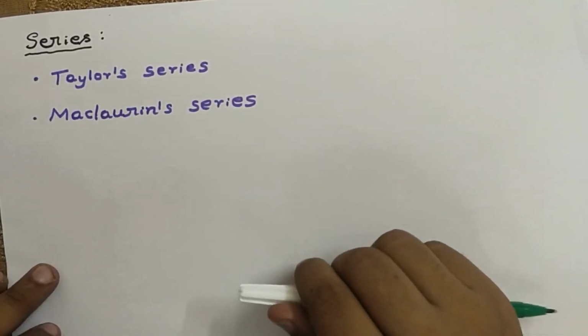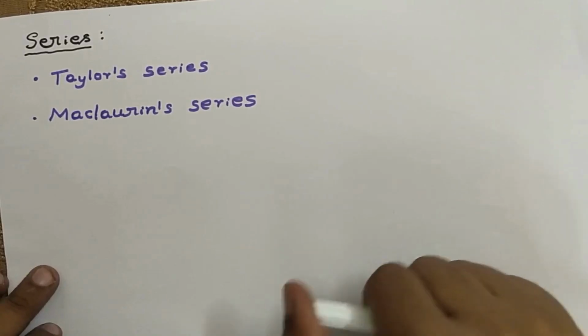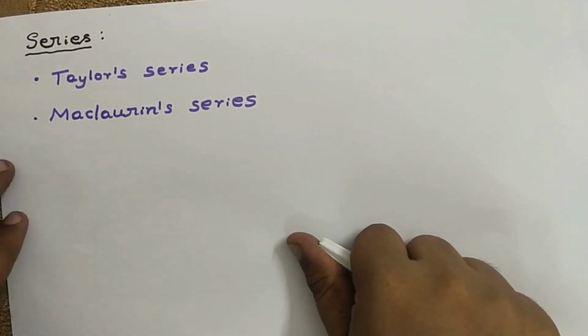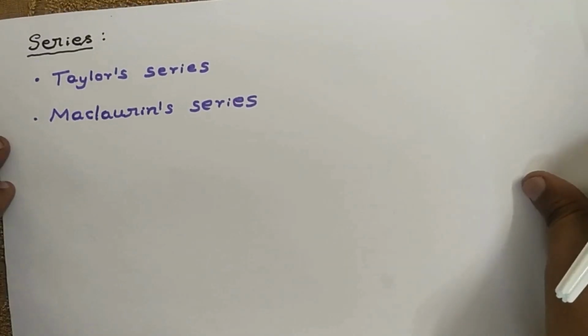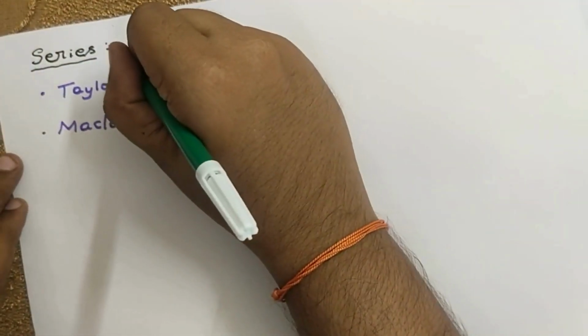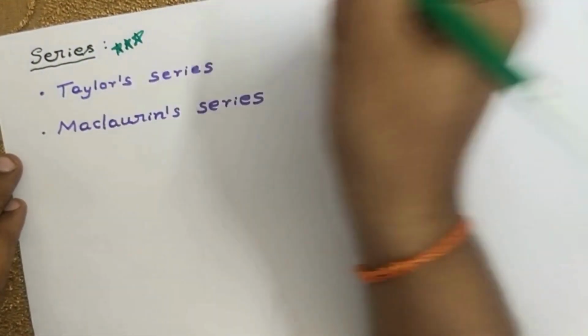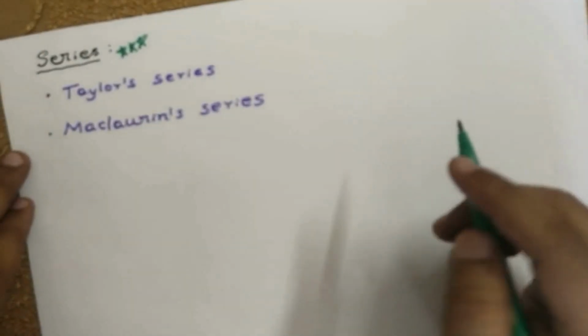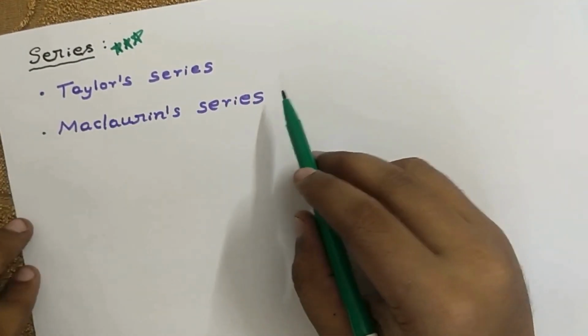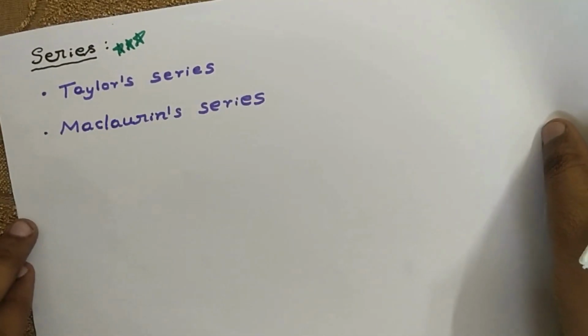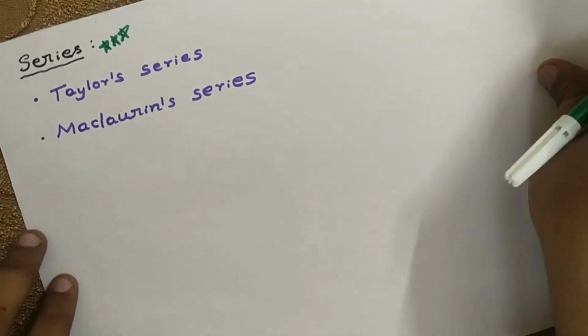In the last video, we completed the mean value theorems. So in this video, let's see about the series. This is very important from the GATE exam point of view. Mainly, there are two types of series, Taylor series and Maclaurin series. Let's discuss in detail where these originated from.